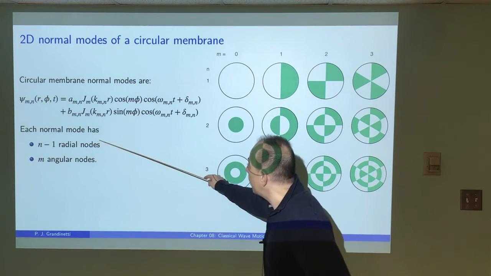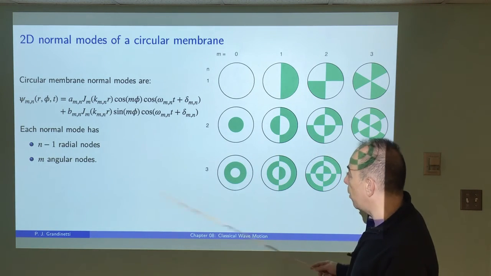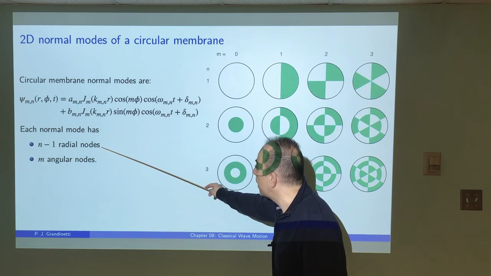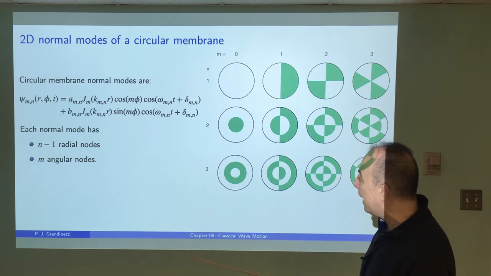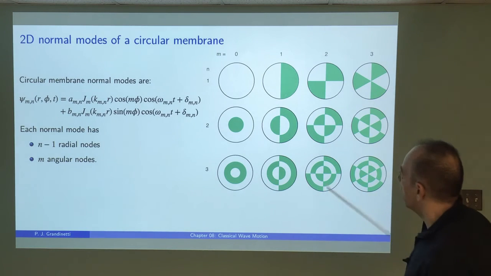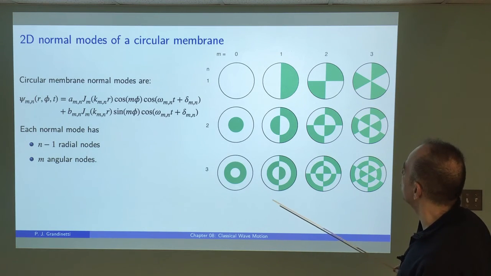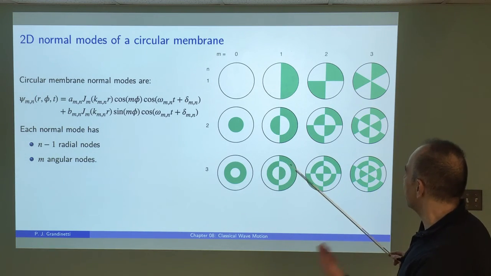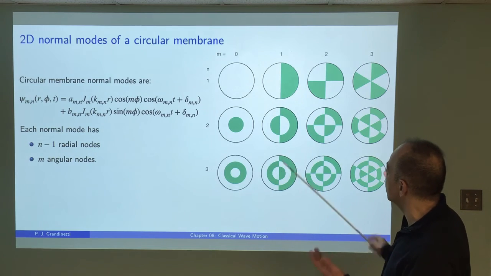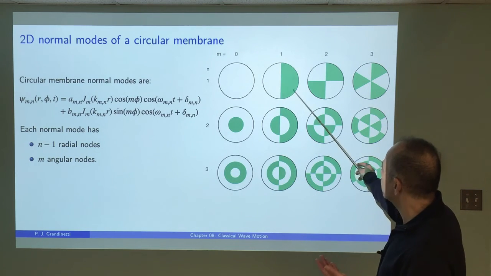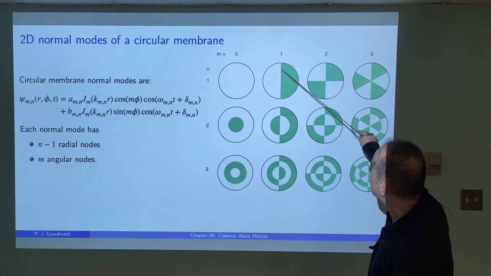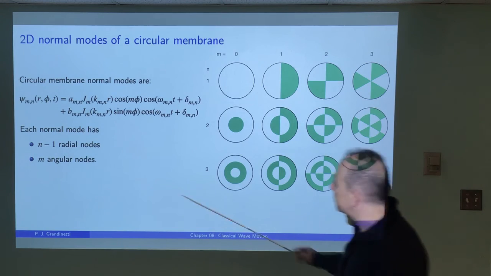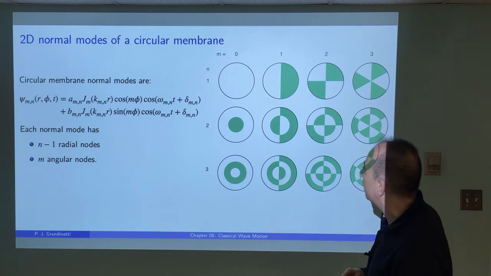And so each of these modes has nodes. For a mode with a value of n, there are n minus 1 radial nodes. Here's a plot of what the wave functions look like, ignoring the variations in the amplitude. We're just looking at the sign. When it's white, it's positive. When it's green, it's negative. And so we see where the wave function changes sign. Where it changes sign, that's what's called a node. And so we see that there are n minus 1 radial nodes.